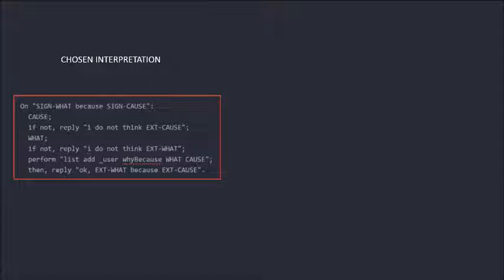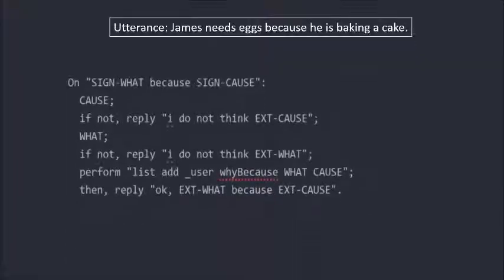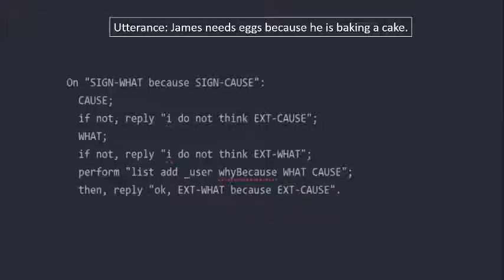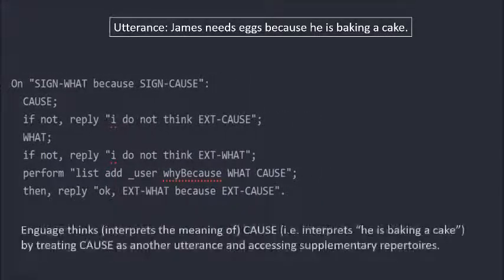Let's look at the chosen interpretation in more detail. We can see that the interpretations have the general form with the pattern at the top, actions to complete in the middle, presented in a semicolon list, and then a reply to the user at the bottom. Let's see what this specific interpretation does.